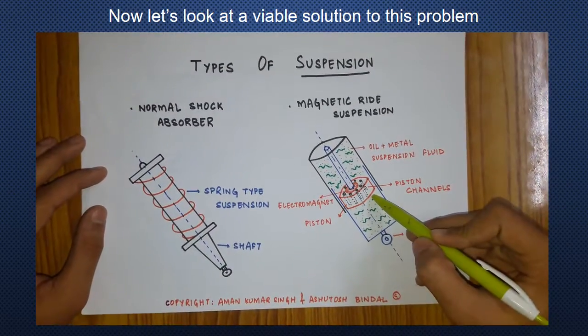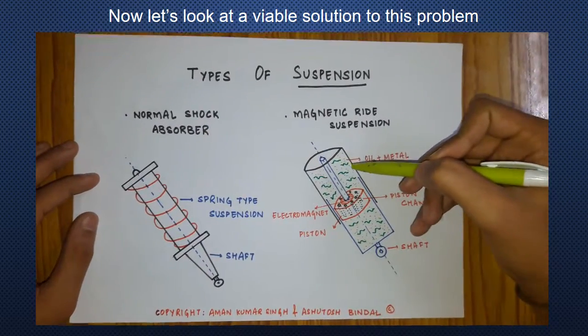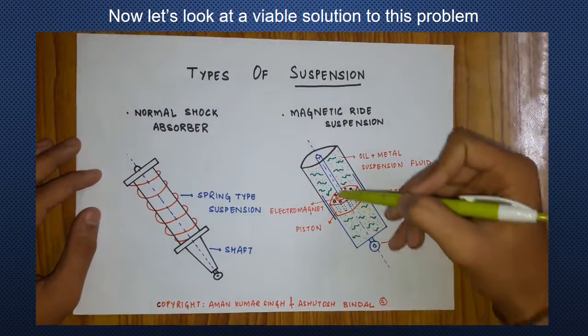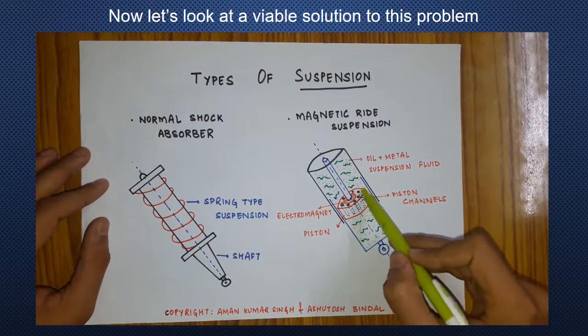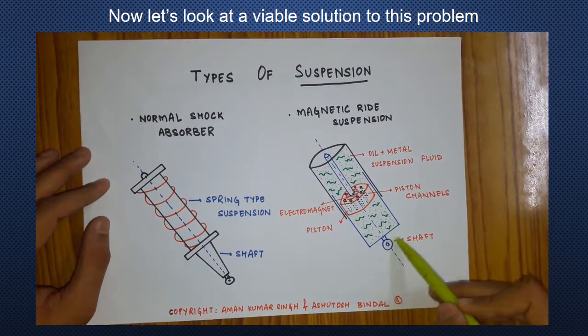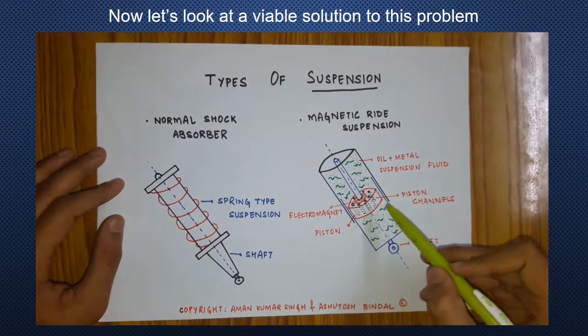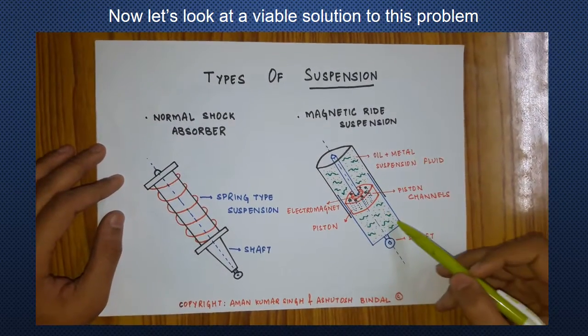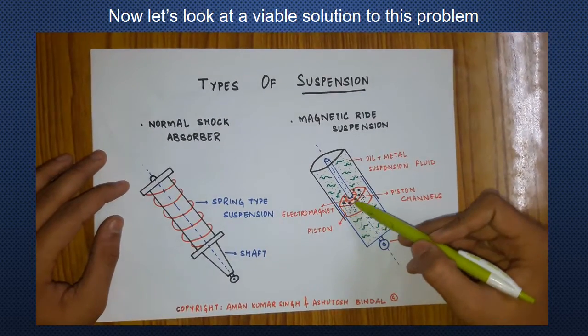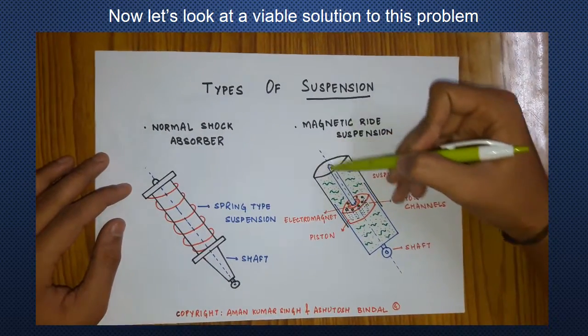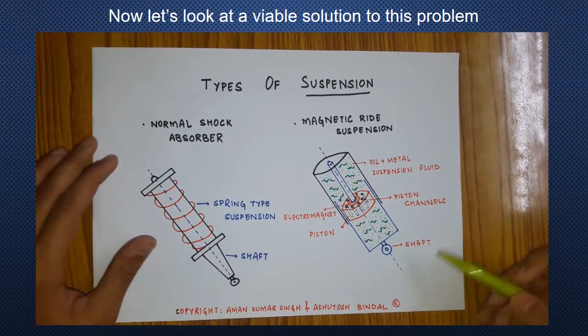This contains a piston. Now, for the fluid to flow from one chamber to the other, it needs to have some holes or some gap. That is done by these black colored piston channels. This is the shaft. One more thing, in the piston there is an electromagnet. Now to power the electromagnet, we need voltage. So those electric cables run through this cylindrical pipe that you can see.